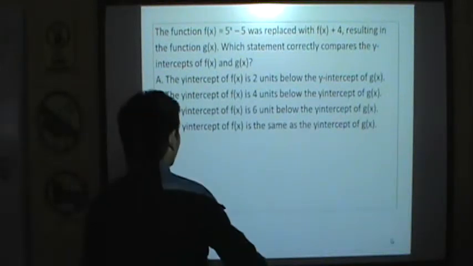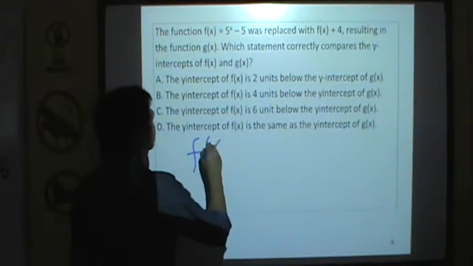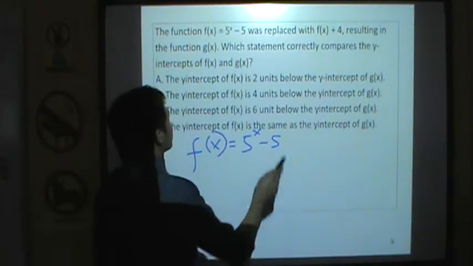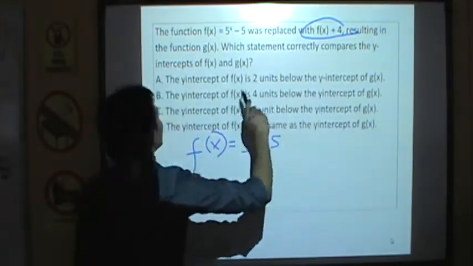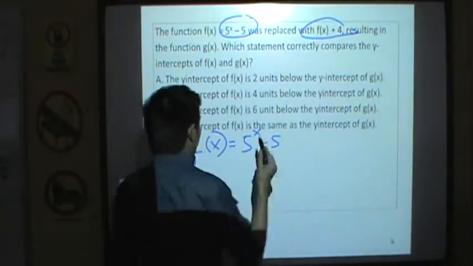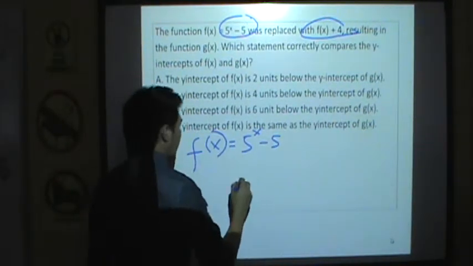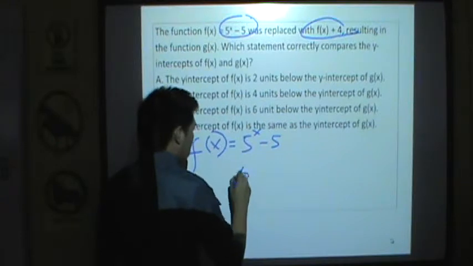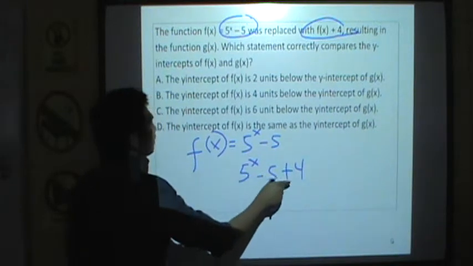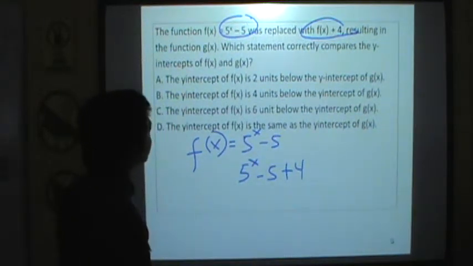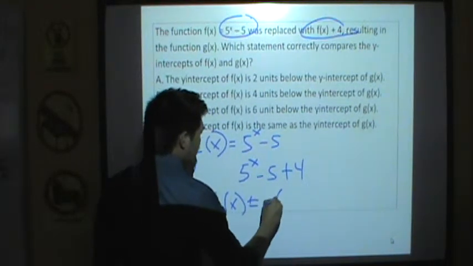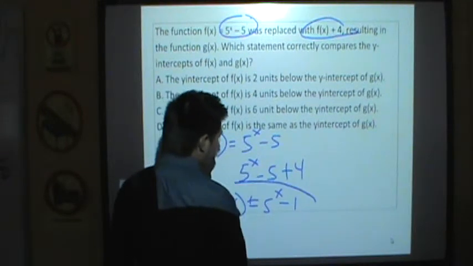Okay, for a problem like this, here we have the function f of x equals 5 to the x minus 5. Now, for the second one, we are going to replace this by 5 to the x minus 5 and then plus 2. So that will be plus 4. That will become 5 raised to the x minus 5 plus 4. We can go ahead and simplify. Okay? And the new function is going to be 5 raised to the x minus 1.